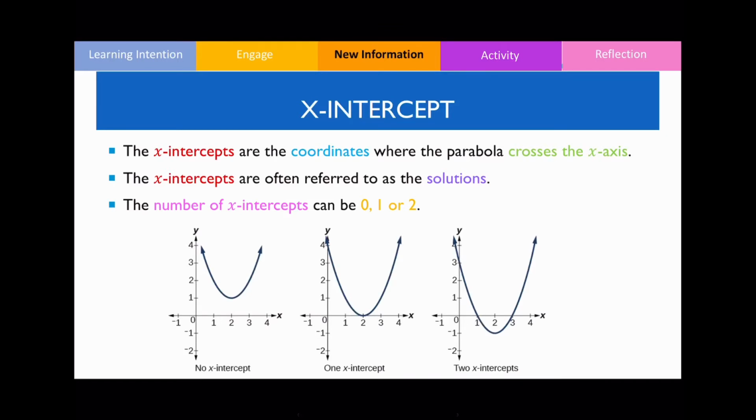And when you are graphing these, it's really critical that you label your x-intercepts, if x-intercepts exist, as a pair of coordinates. So that's what I've done over here for these examples.